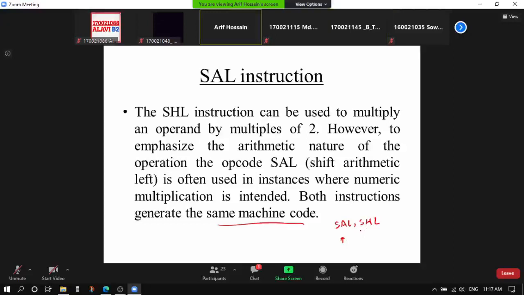And sometimes you perform the shift operation to multiply. So when you are interested in multiplying, to make it understandable to the rest of the readers, you basically use SAL. But even if, instead of SAL, you use SHL, it will give you exactly the same result. So you see it says over here, to emphasize the arithmetic nature of the operation, the opcode SAL is used. That is the only difference. SAL and SHL are the same. Is it okay? Where numeric multiplication is intended, there you will use SAL, otherwise you will use SHL.